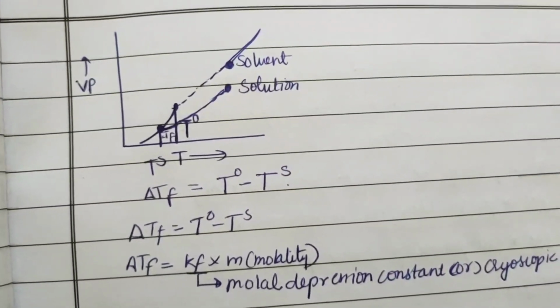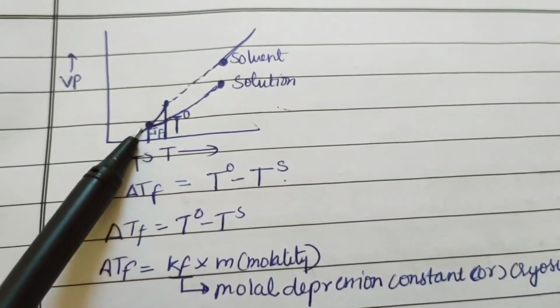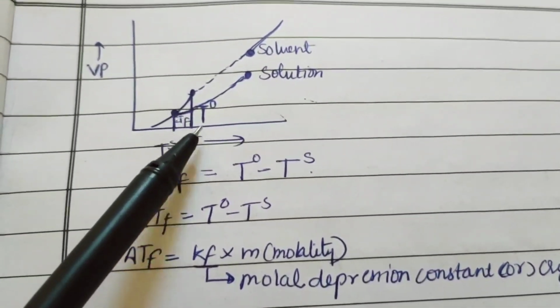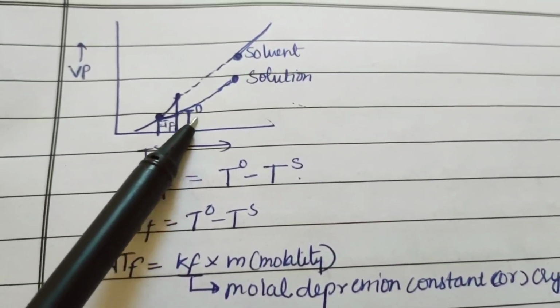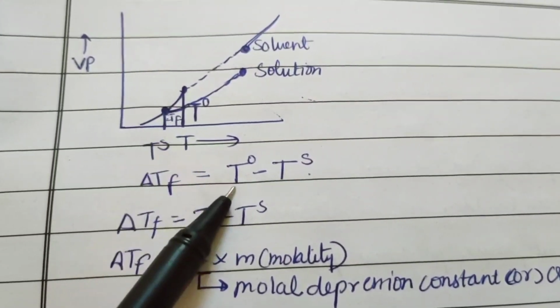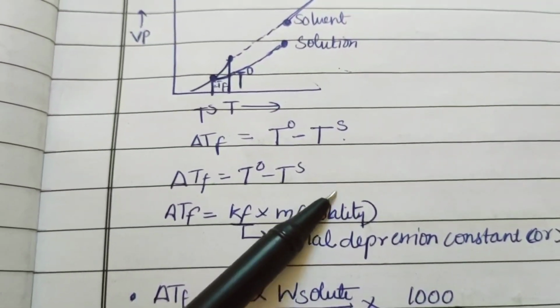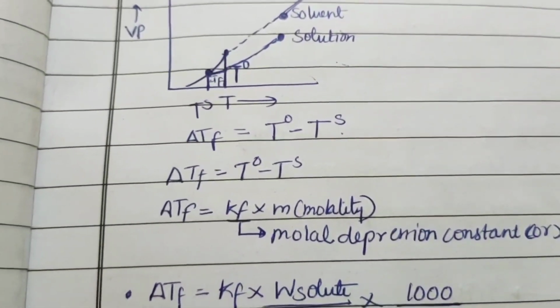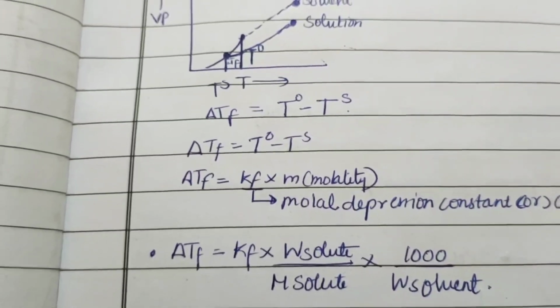Here by graph you can understand. This is the solvent and this is the solution. Always the solution freezes after the solvent freezes. This is the freezing point of the solvent and this is the freezing point of the solution. The difference between them is known as delta Tf. So delta Tf equals T naught minus Ts, and delta Tf equals Kf into m.